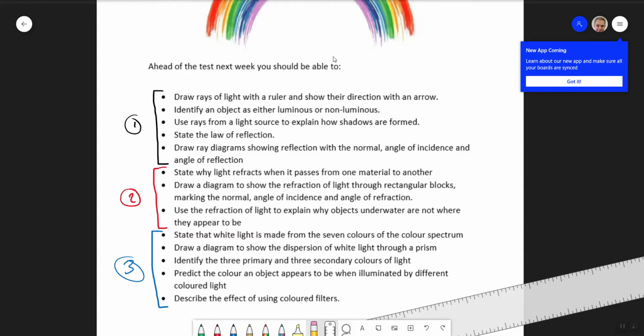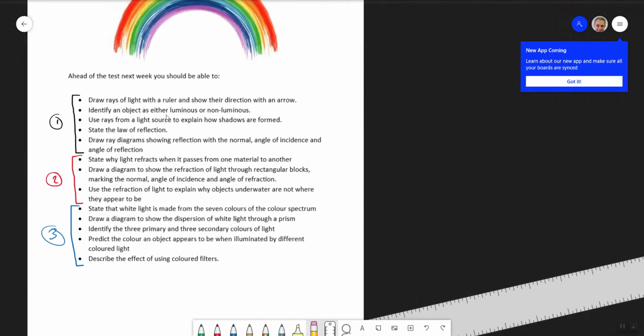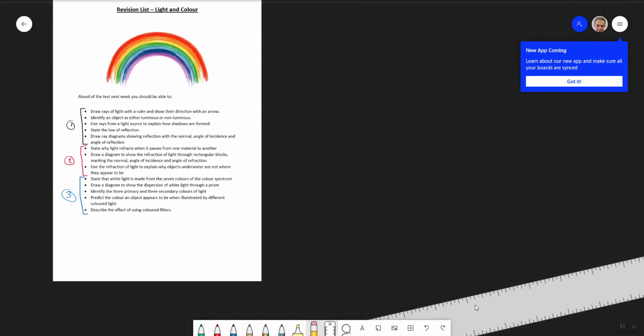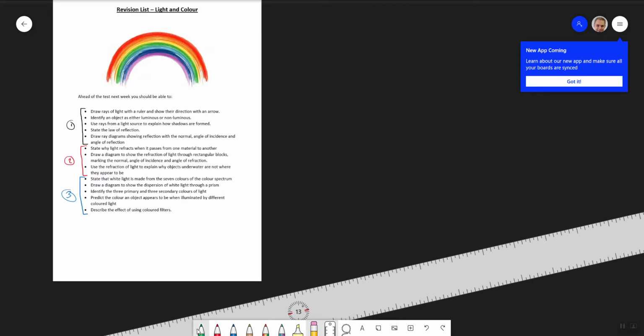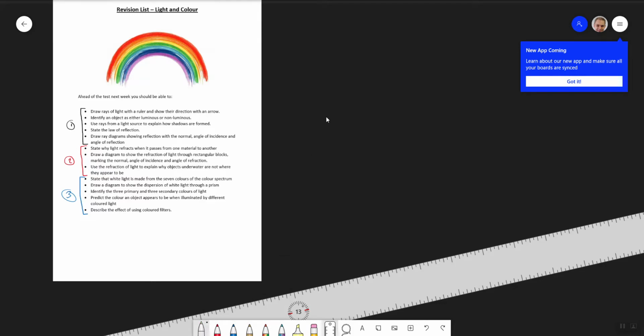So the first bit, let's take this first up, how we see things. Okay, so we've got drawing rays of light, luminous, non-luminous, shadows, reflection, and mirrors. And we're only ever going to deal with flat mirrors. So let's do this one, and let's go with this colour. So let's start our section 1. Okay, rays of light.